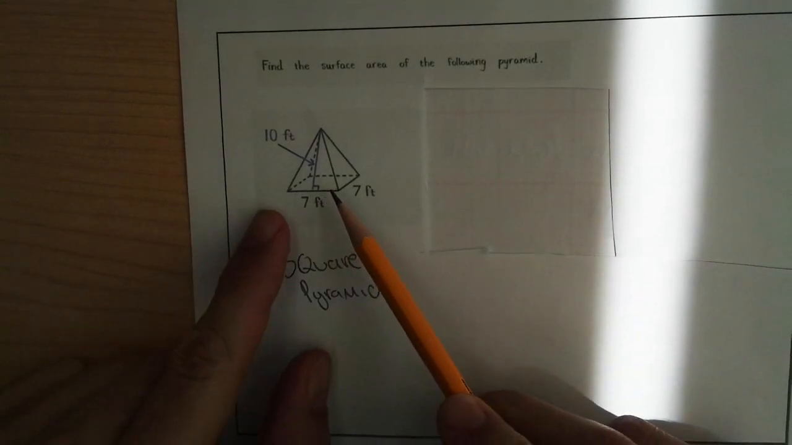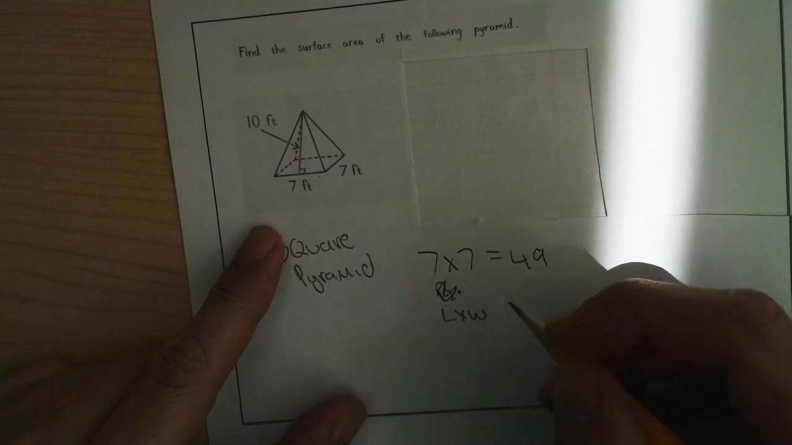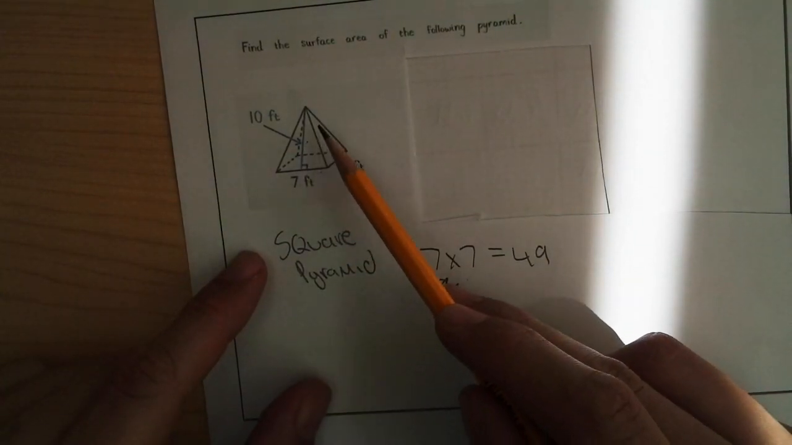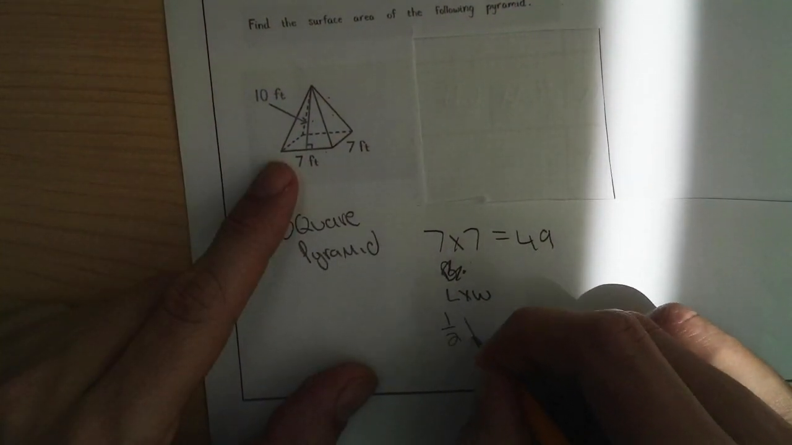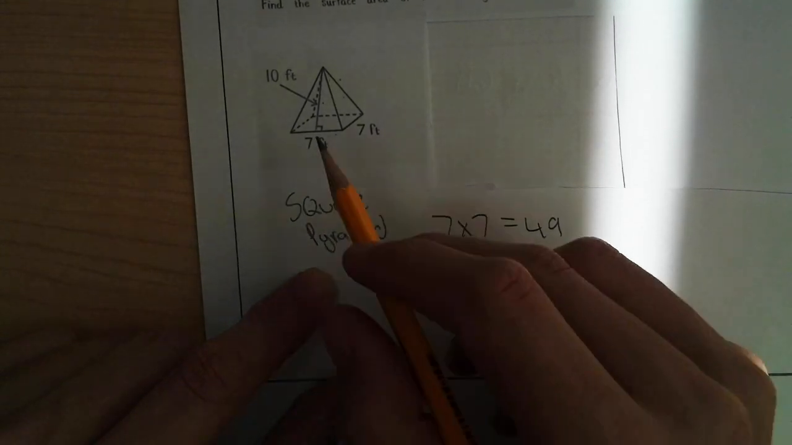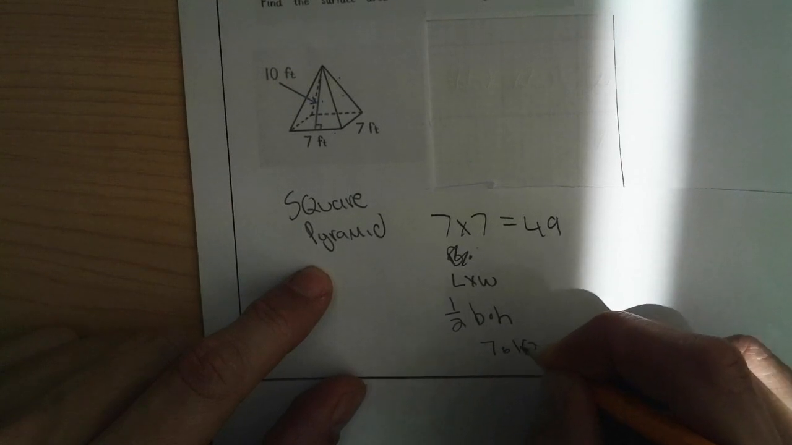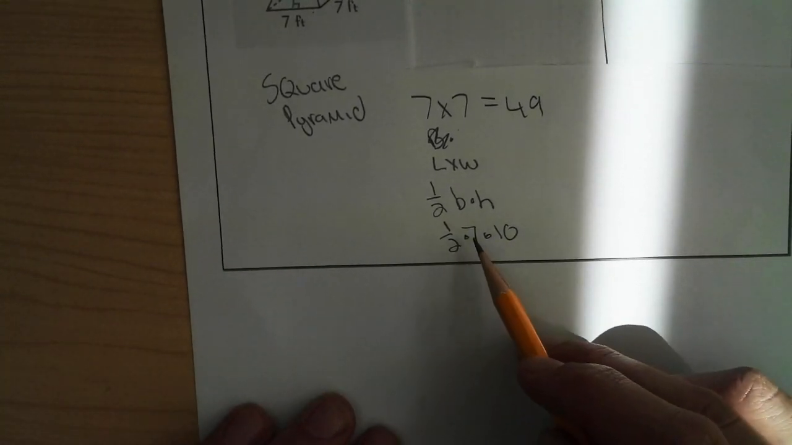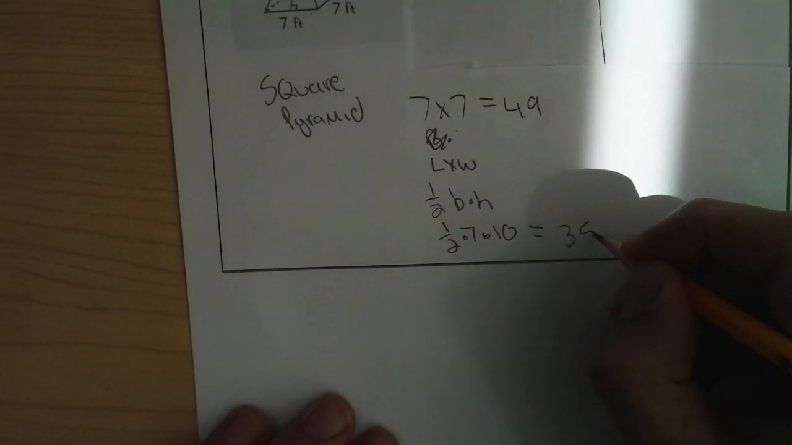So I'll start off with my base, which is 7 times 7. Now I need to find the area of my remaining 4 triangles. The formula for the area of a triangle is half base times height. In this case, my base is 7, my height is 10. So a half times 7 times 10 is equal to 35.